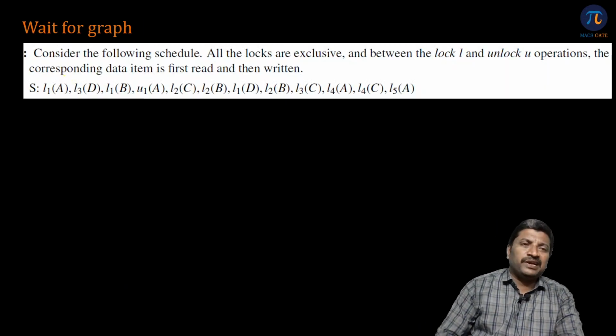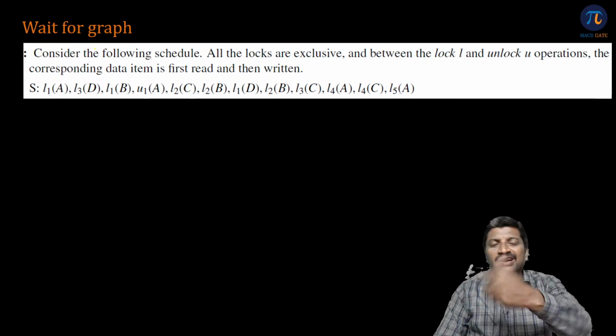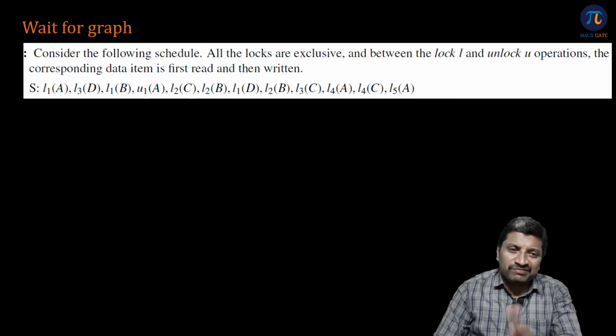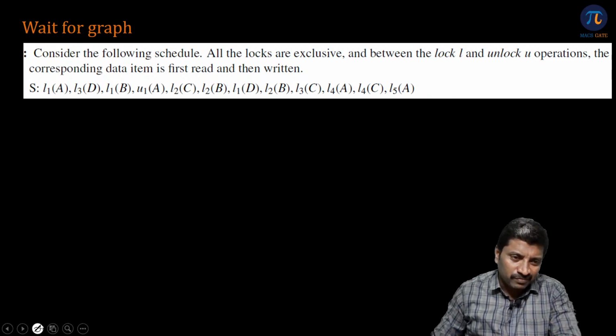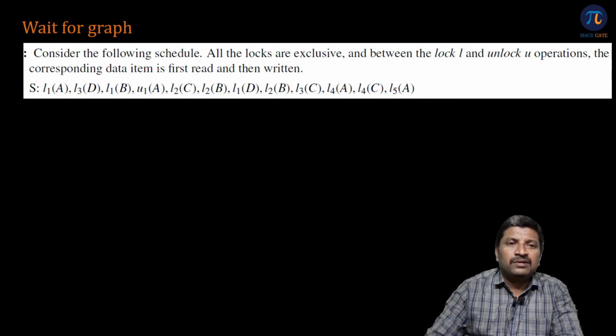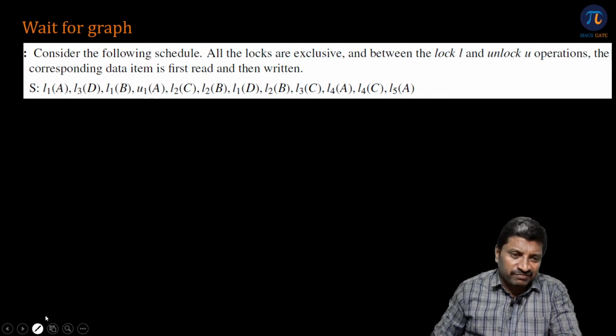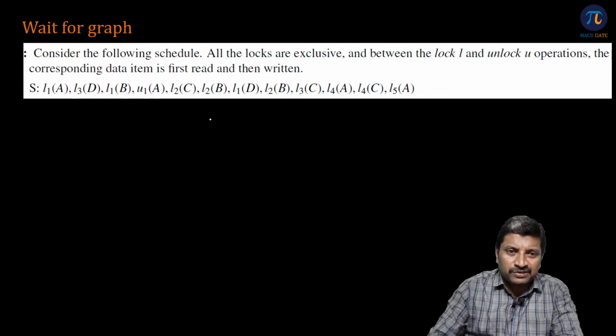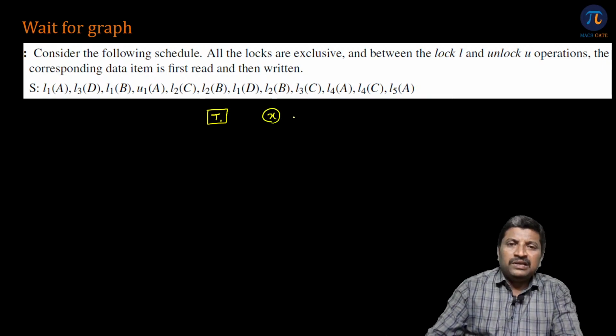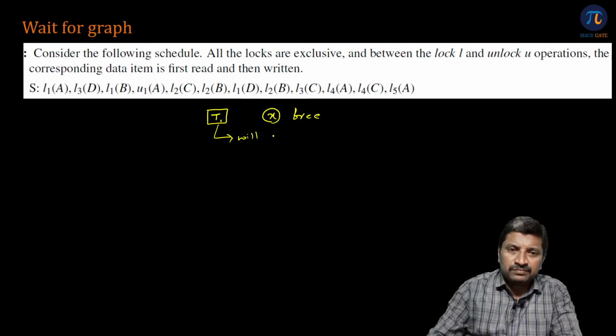Let me write what a wait-for graph is. We have already discussed it, but for the sake of completion, we are discussing it here. What is a wait-for graph? Suppose T1 is a transaction and it needs the lock for X. If it is free, T1 will get it.